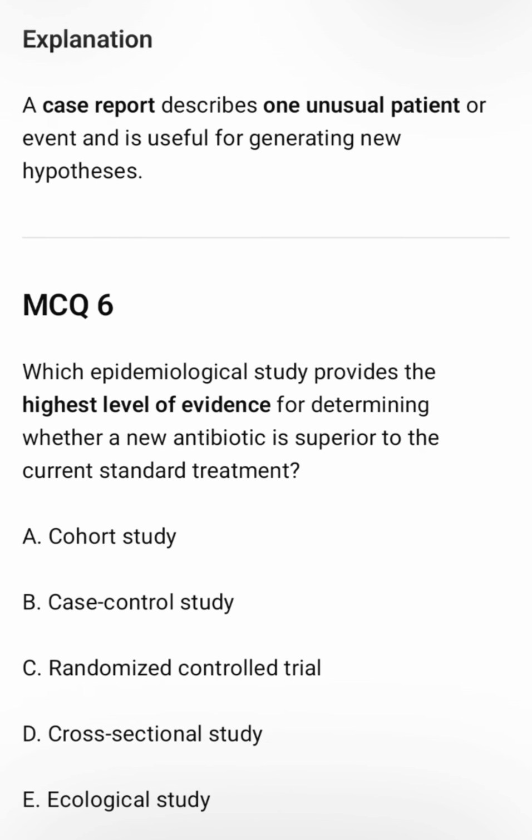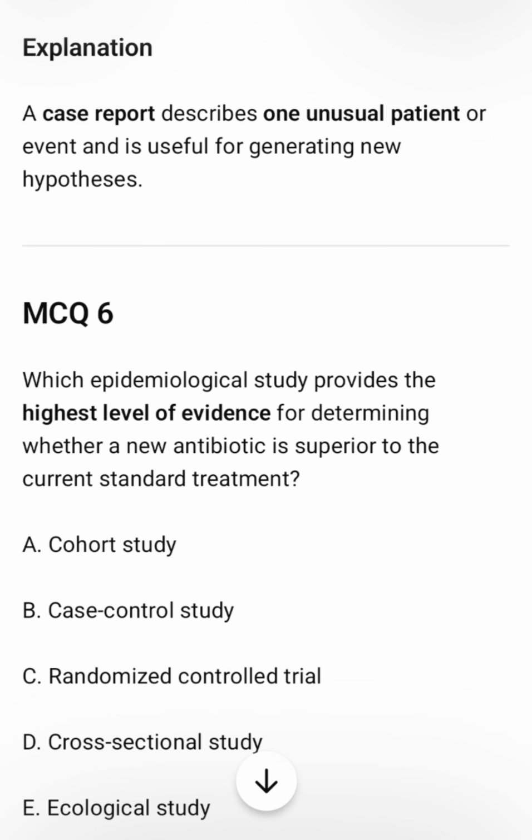MCQ 6. Which epidemiological study provides the highest level of evidence for determining whether a new antibiotic is superior to the current standard treatment? A. Cohort study, B. Case control study, C. Randomized control trial, D. Cross-sectional study, E. Ecological study. So it is C, randomized control trial.